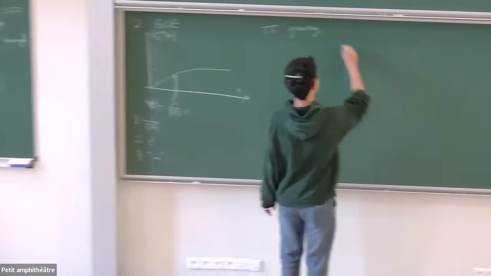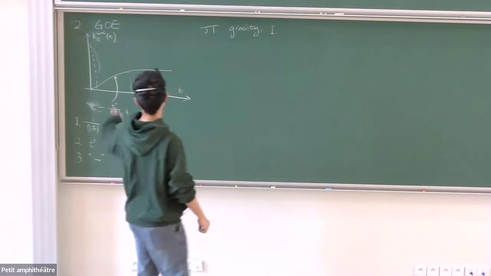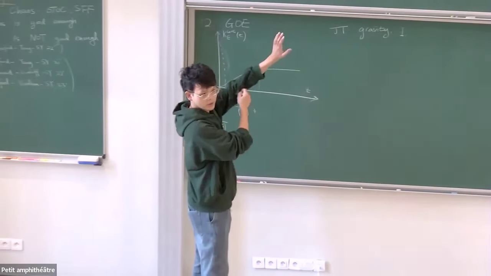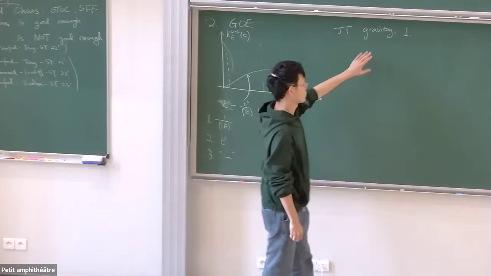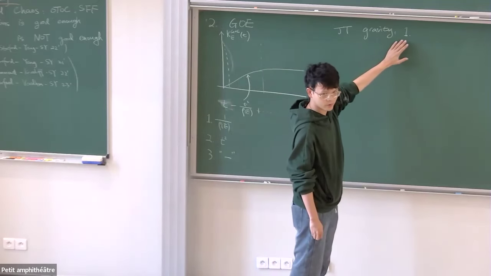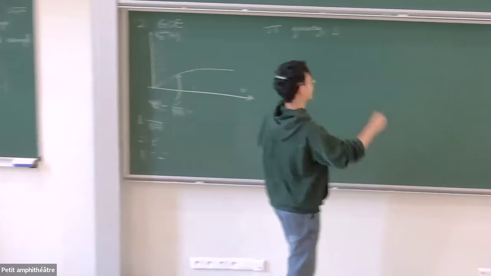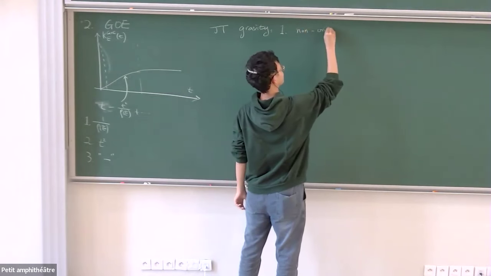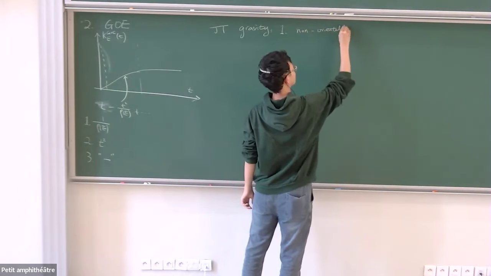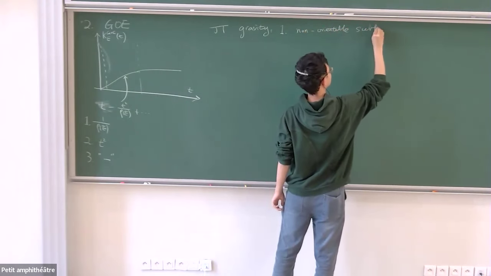The first thing we want to mention is that for the Gaussian orthogonal ensemble, or when you do the JT path integral, you will allow non-orientable surfaces in the bulk. So that's the first thing we need to mention. Non-orientable surface is allowed.